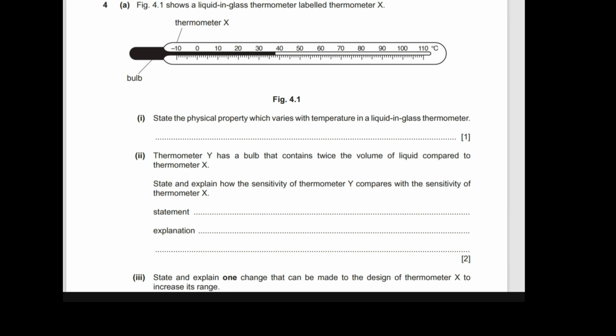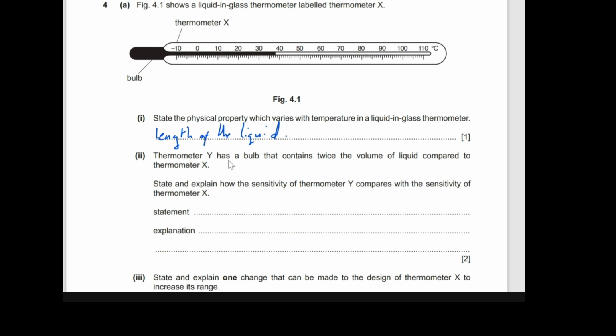Number four shows Fig 4.1, which shows a liquid in glass thermometer labeled thermometer X. State the physical property which varies with temperature in a liquid in glass thermometer. We can talk about length here, the length of the liquid. That's the physical property that varies with temperature.